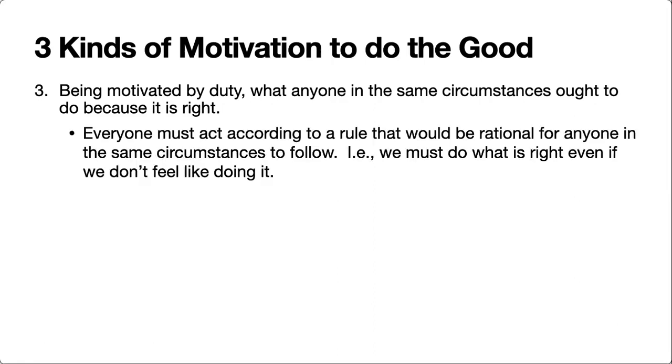So let me give some more examples, and let me explain some more. So first, as we have seen in the slide where I showed you the cartoon from Calvin and Hobbes, everyone must act according to a rule that would be rational for anyone in the same circumstances to follow. So in that case, it's rational for someone not to want to be hit or to be pushed. So it's rational also for you not to do the pushing or the hitting, right?